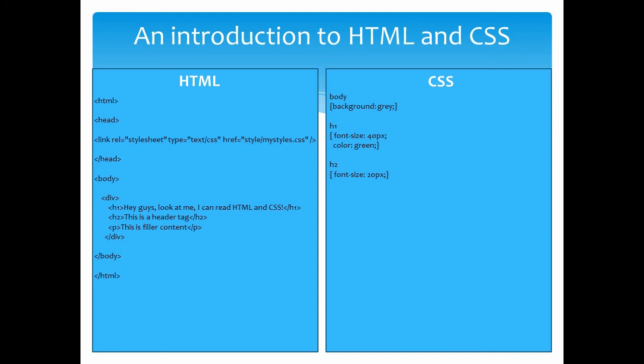In the CSS, we have 3 pieces of code. We have a body, and we're going to change the body color, the background of the body, to be gray. Generally, the default is white. And then below the body tag, we have a header 1 tag. We want to make sure that it's a font size of 40 pixels, and we want to change the color of the text to be green. In the header 2 tag, we want the font size to be 20 pixels.